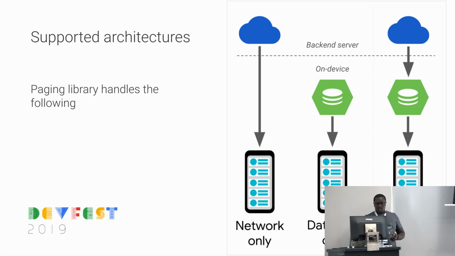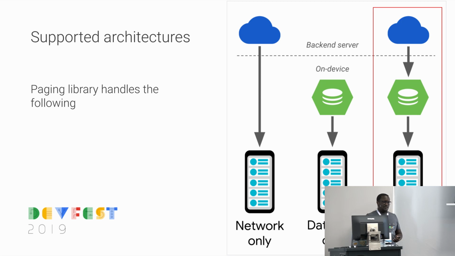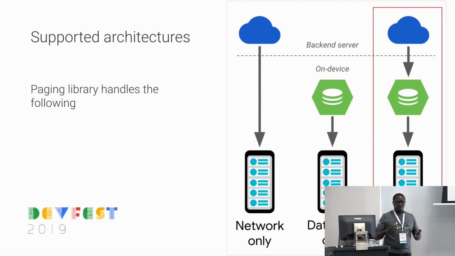All right, so this is what the heart of the conversation is all about today. How do we build this page list and work with the device, and how do we ensure that we have an offline presence of our data while also maintaining data freshness, and how do they all work together?